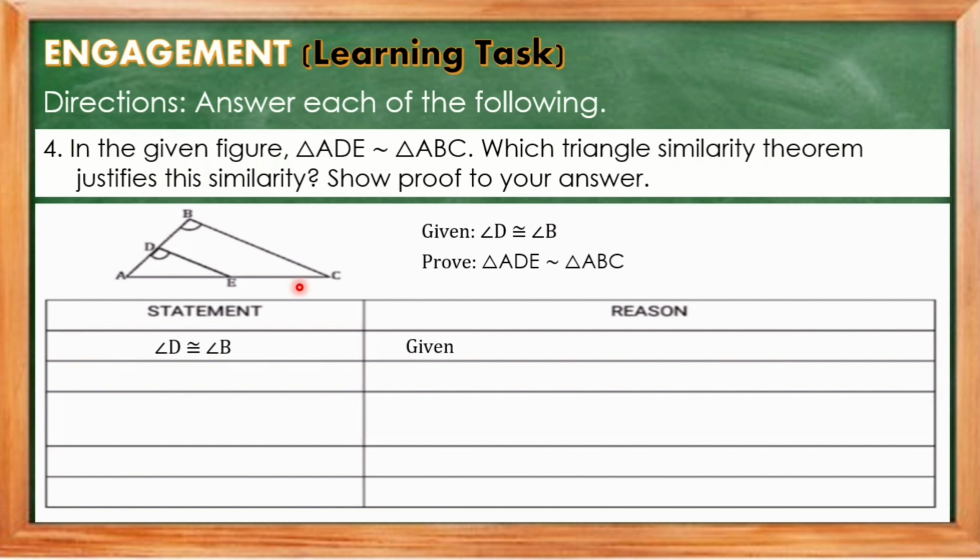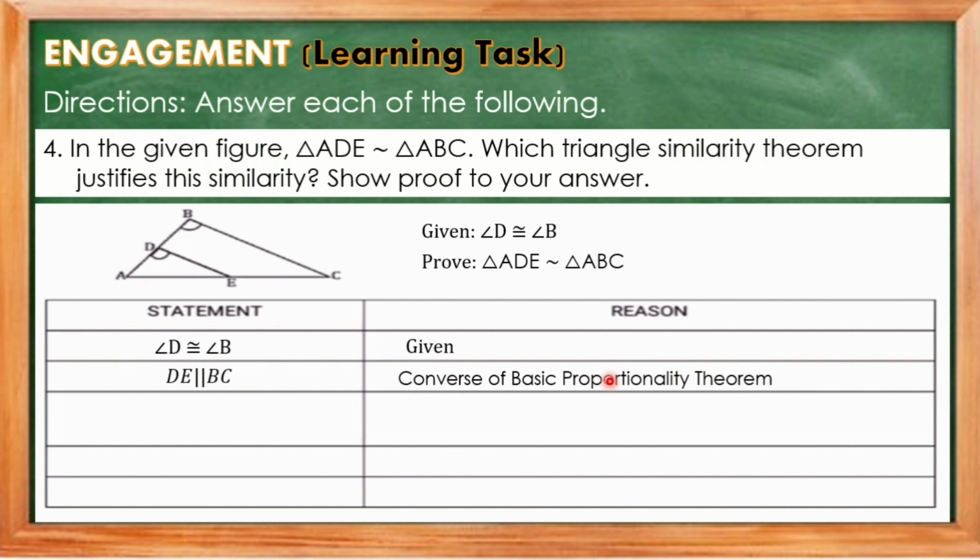As you can see, itong malaking triangle na to ay na-divide yung dalawang sides niya ng segment DE na ito into the same ratio. Kung kaya, naging parallel itong segment na dito sa third side ng malaking triangle. So, we have DE, this one, is parallel to BC. So, yan yung statement natin. At ano yung reason natin? And the reason is the converse of basic proportionality theorem.